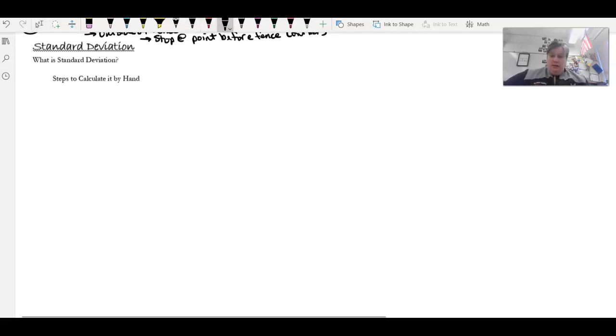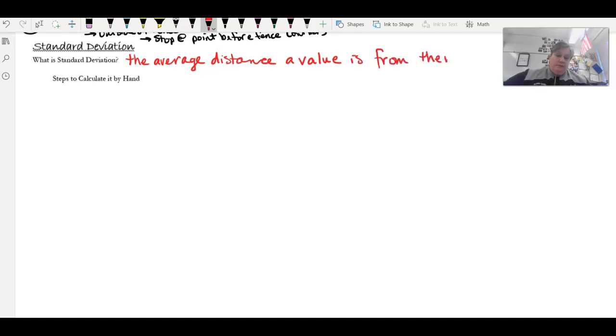The standard deviation is the basic way to understand it: it's the average distance a value is from the mean. And remember, standard deviation really talks about finding the spread. It's how far apart things are. So the farther apart they are, the larger the standard deviation. The closer together they are, the smaller the standard deviation.